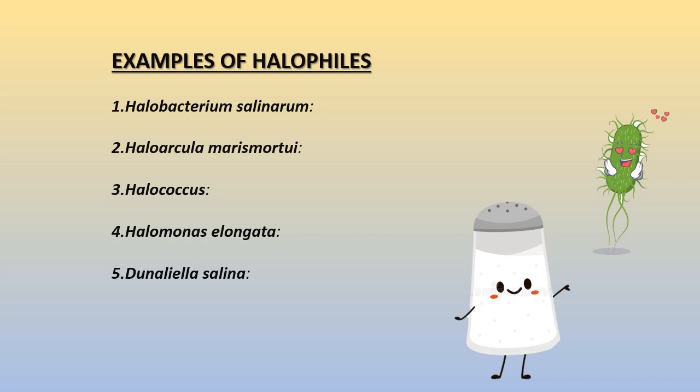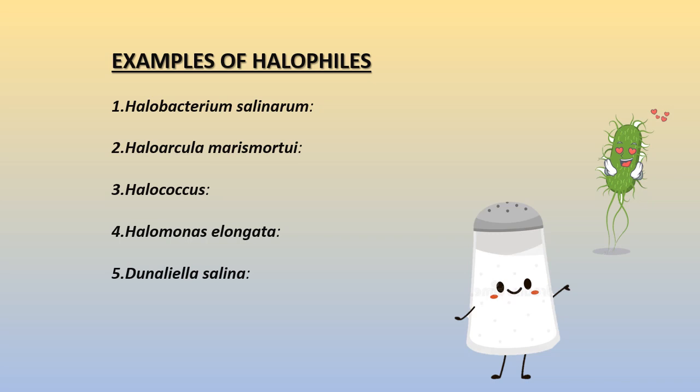Then next are examples of halophiles, because this can be a question in viva. You should know a few examples. First is Halobacterium salinarum, then Haloarcula marismortui, then Halococcus, Halomonas elongata, and Dunaliella salina. Now you can see in the first four there is the prefix halo added. That denotes that they are salt loving bacteria.